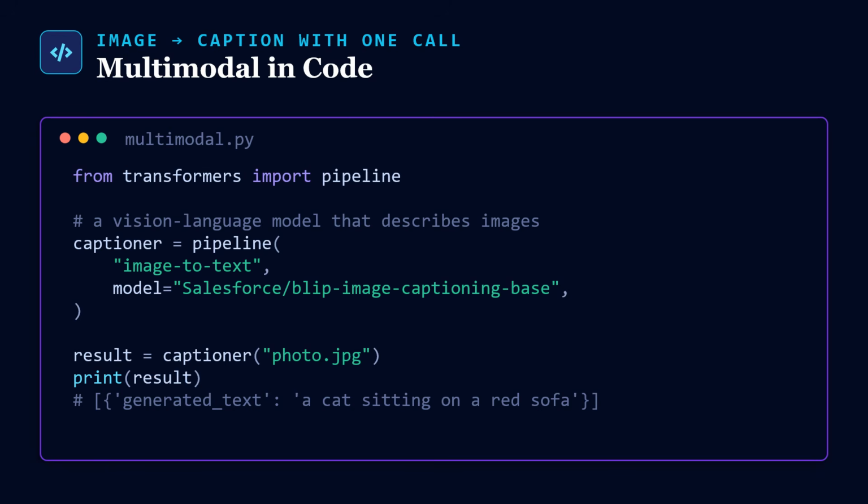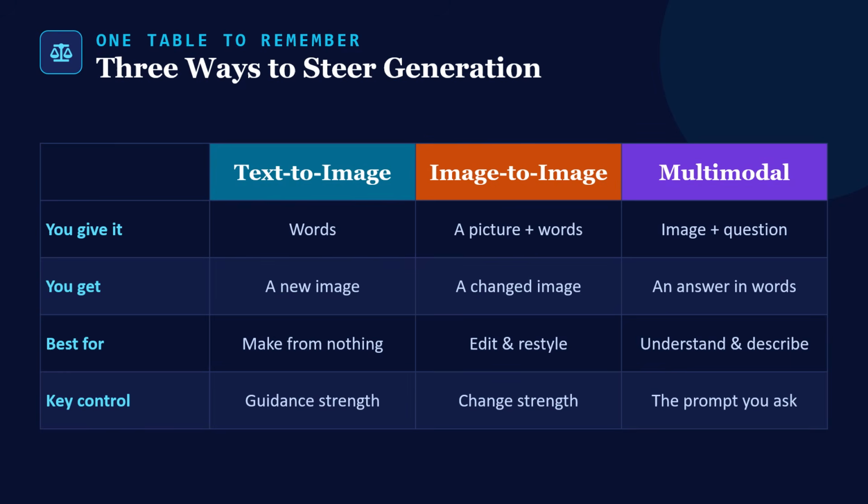Here is multimodal in code. We load a vision language model, we give it an image, and it returns words, a short caption that describes the picture. Notice this is the reverse of text to image. There, words went in and an image came out. Here, an image goes in and words come out. Same simple idea, flipped.